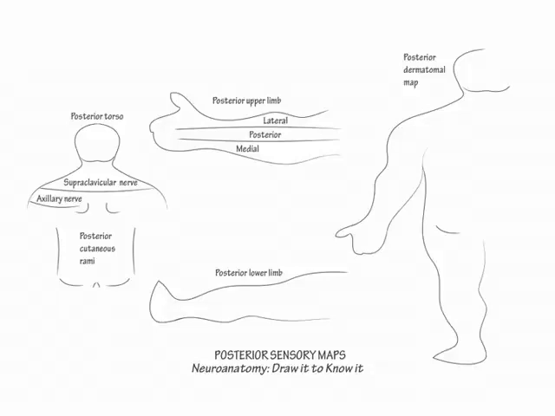Next, show the posterior femoral cutaneous nerve covers the midline back of the thigh, and the sural nerve covers the lower lateral leg and lateral foot. The sural nerve is formed from branches of both the peroneal and tibial nerves.